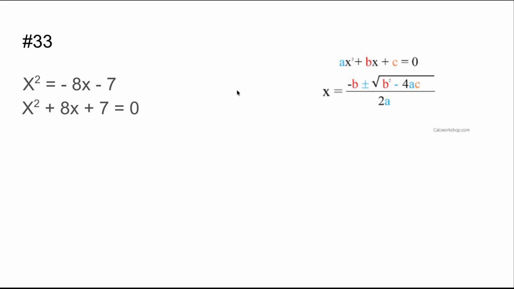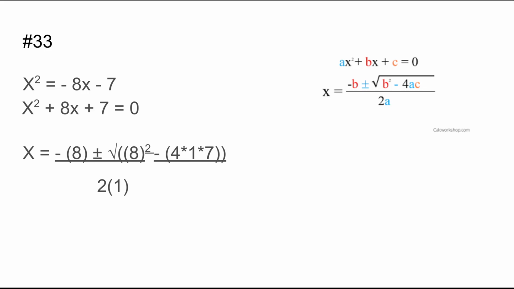And now it's in the right format, our quadratic format, and we will plug it into our quadratic formula. Negative 8 plus the square root of 8 squared minus 4 times 1 times 7, enter, divided by 2, x equals negative 1. Then we're going to do the same thing, subtracting. Negative 8 minus the square root of 8 squared minus 4 times 1 times 7, enter, divided by 2, x equals negative 7. These are our two solutions.